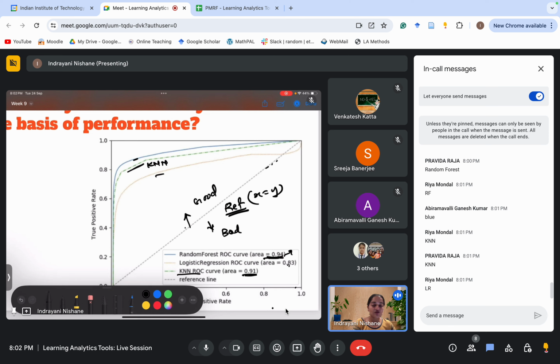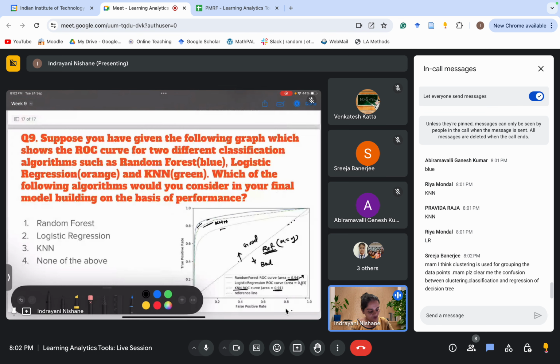If the area value is not given, then the line which goes farthest from, or closest to, these two lines maximizes the area under the curve. So if some line goes like this, then this line would be the best. But for the given parameters, for the given question, this blue line, or random forest, is the best performer here.